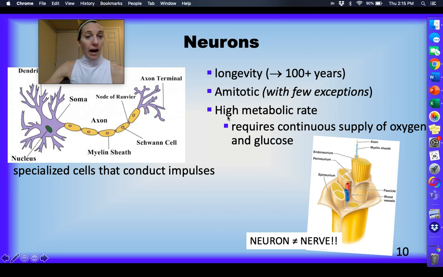Neurons have a high metabolic rate. So even though they don't divide, that doesn't mean that they're not continuously using oxygen and glucose. So they are fairly greedy in that regard, similar to the muscle, right? They're going to use a lot of energy in order to function.